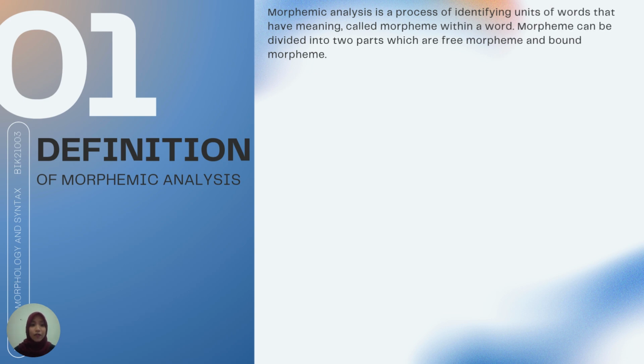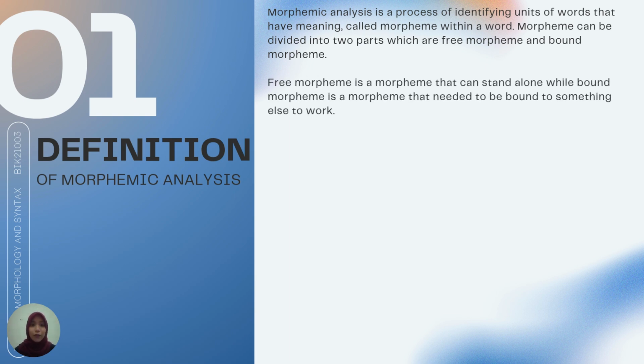First, the definition of morphemic analysis. Morphemic analysis is a process of identifying units of words that have meaning, called morphemes, within a word. Morphemes can be divided into two parts, which are free morpheme and bound morpheme. Free morpheme is a morpheme that can stand alone, while bound morpheme is a morpheme that needs to be bound to something else to work.